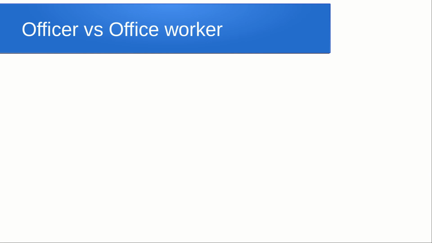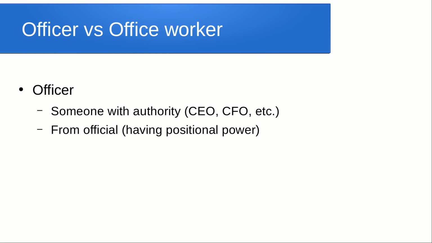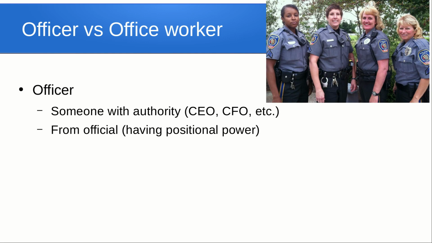Okay, another confusing point is officer versus office worker. Very often when I ask people, what do your parents do? They will say, my father is an officer. And I'll say, oh, an officer, and I think he must be very important, because an officer is someone with authority, with real power. And the word comes from the word official. So think about chief executive officer or chief financial officer or police officer.